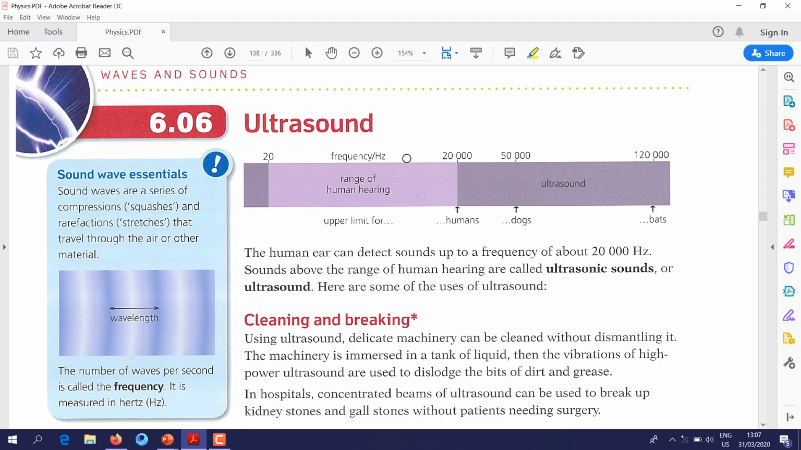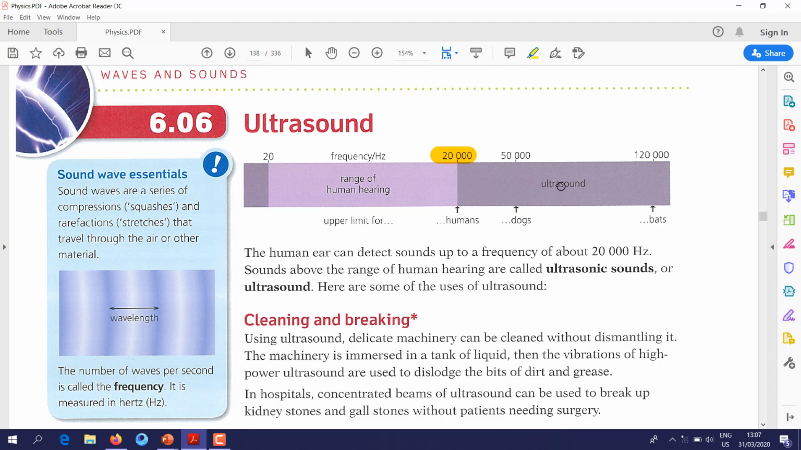hearing range. We said we can hear sounds that have a frequency between 20 and 20,000 hertz. Today we'll talk about a kind of sound. We call it ultrasound. The word ultra means above. So above what? Above the 20,000 hertz. What does that mean? It means we cannot hear this kind of sound.